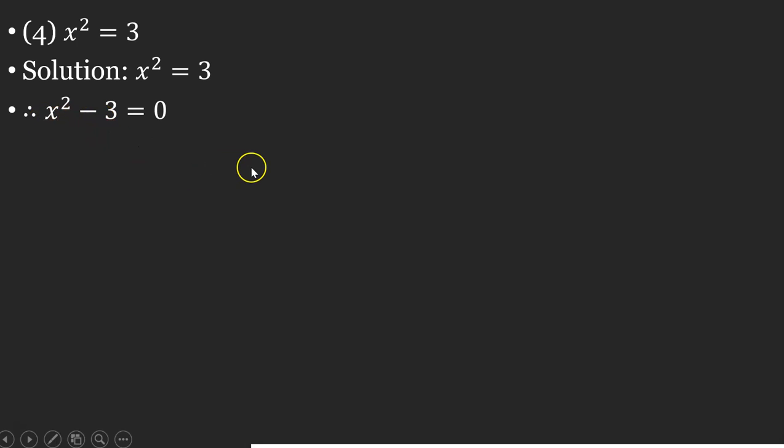x square is equals to 3. आता यामध्ये काय फर्स्ट टर्म आणि लास्ट टर्म आहे. ओके, x square is equals to 3 and it can be written as x square minus 3 is equals to 0. मिडल टर्म नाहीये. मग या टाइपची इक्वेशन अधिक सोपी असतात. मग हे 3 कोणाचा स्क्वेअर आहे? √3. इट्स अ ब्रॅकेट स्क्वेअर.